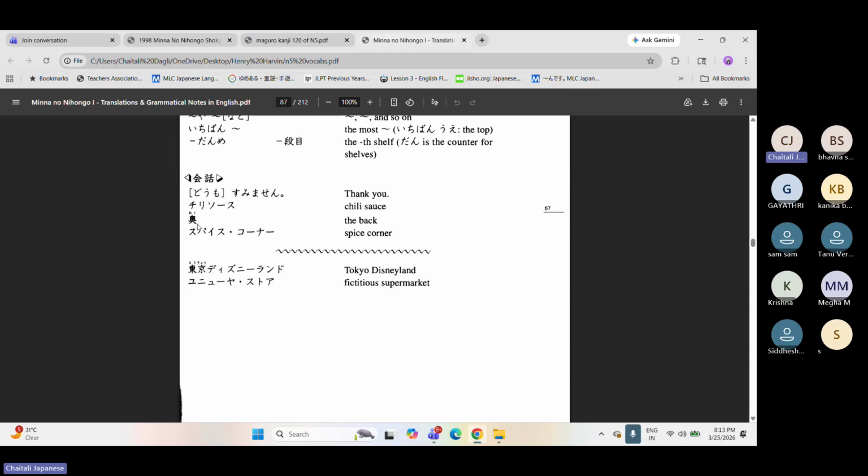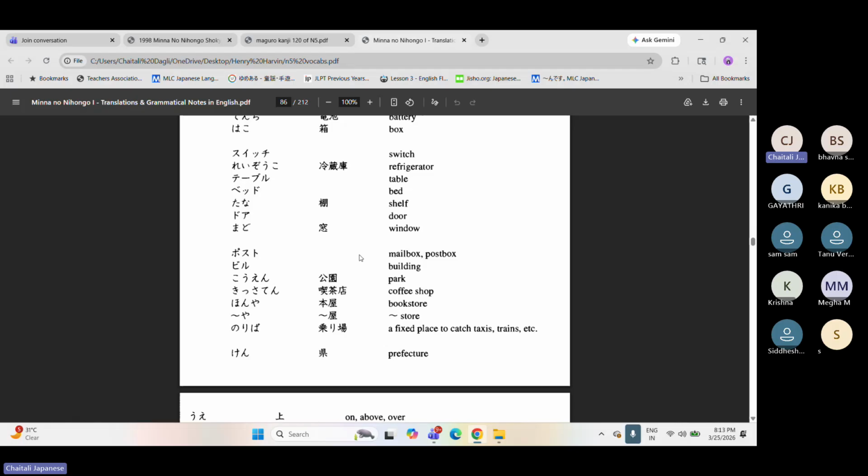Sumimasen. Chili sosu, chili sauce. Oku, the back. Supaisu kona, spice corner. Okay. Disneyland. And this is like a fictitious supermarket. Okay. So these are the vocabularies.